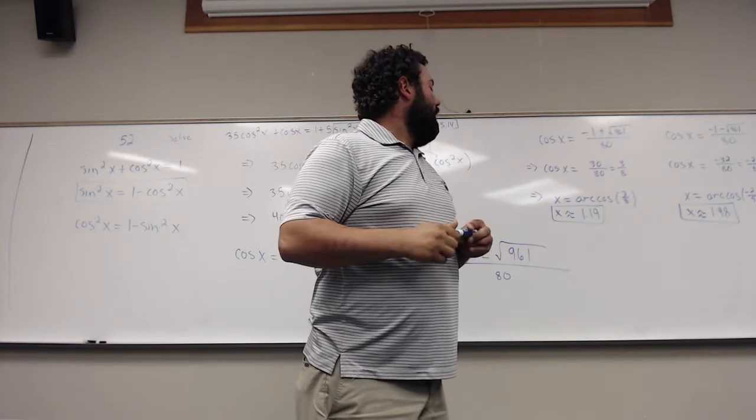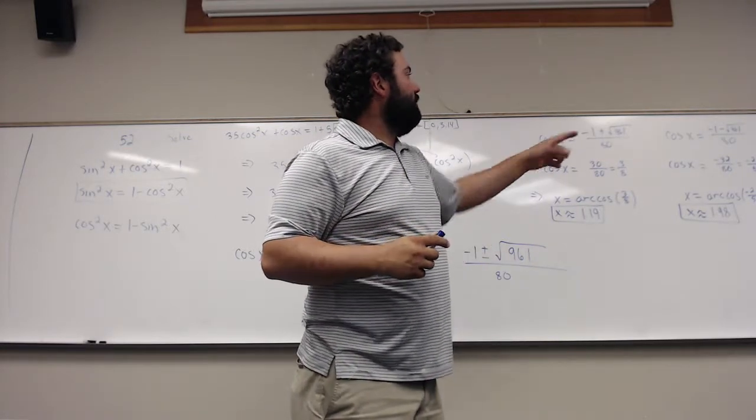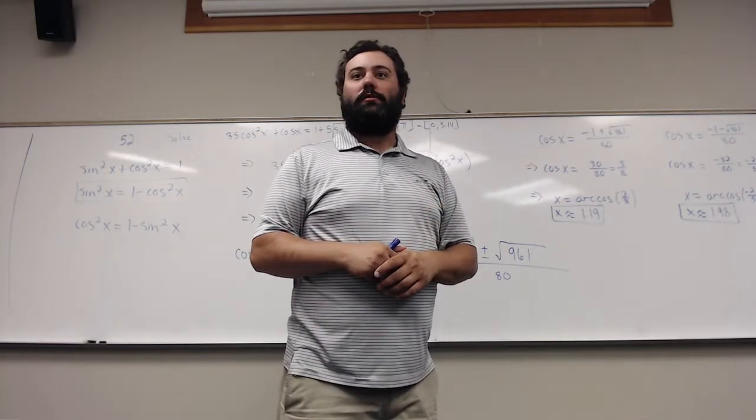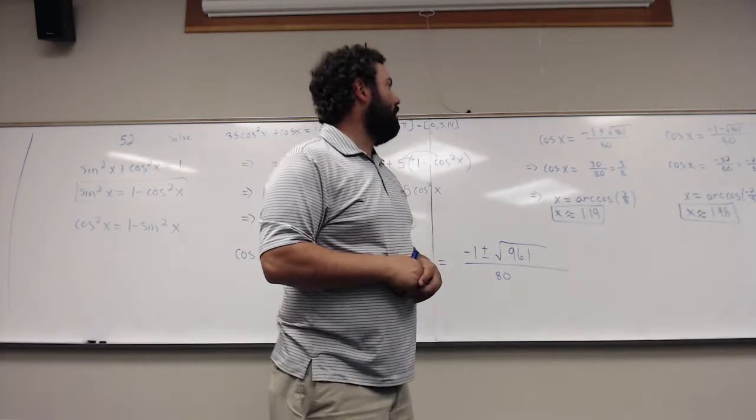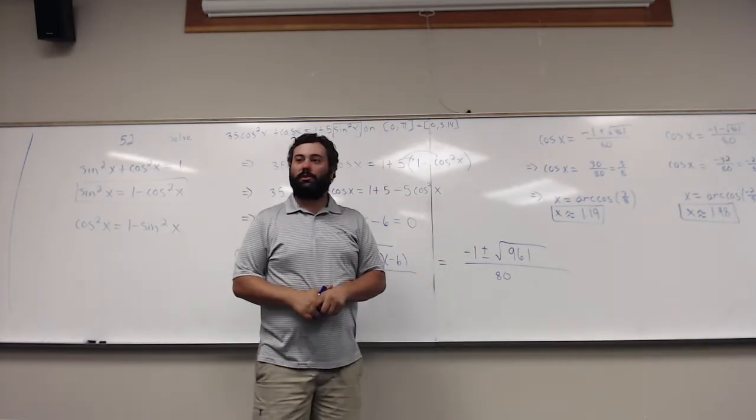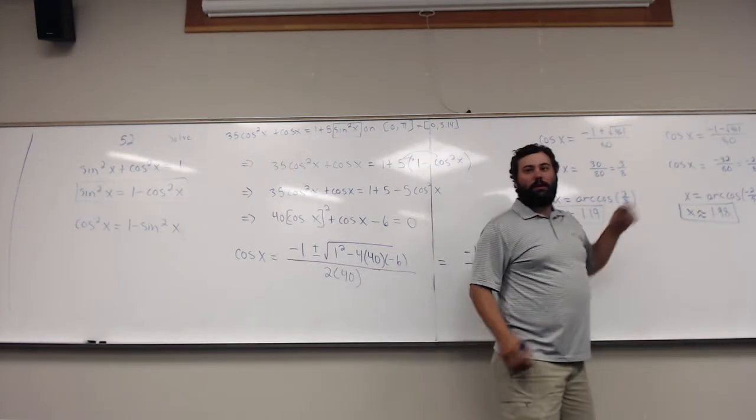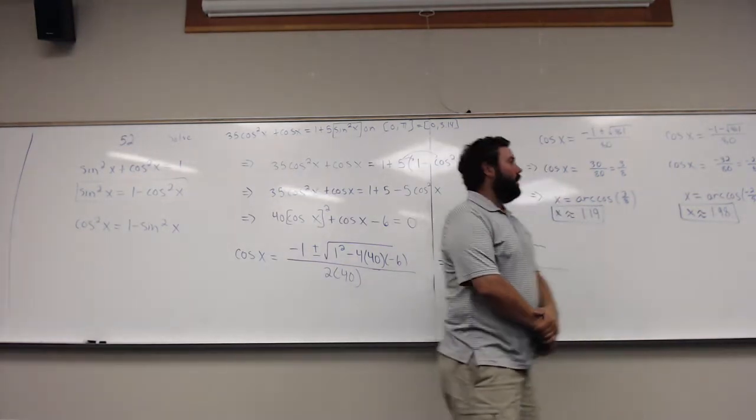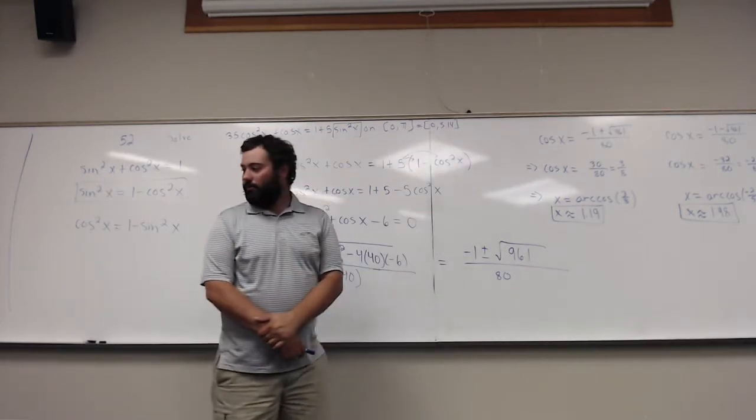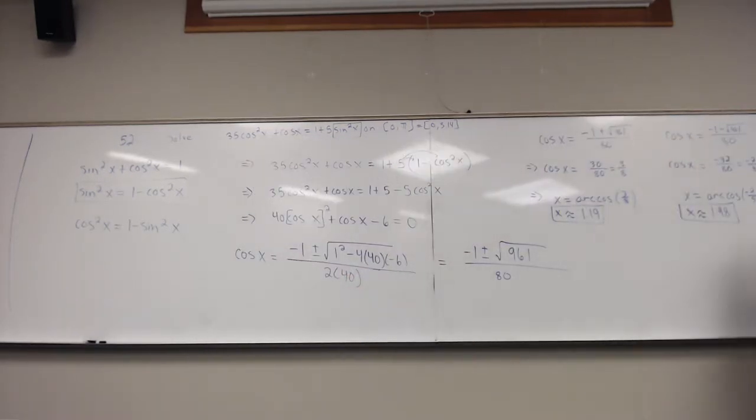But yeah, if those were special values, you should know what the angles are without using a calculator. But because 3/8 and negative 2/5 are not special values coming from special angles, you can use arc cosine to get your x.